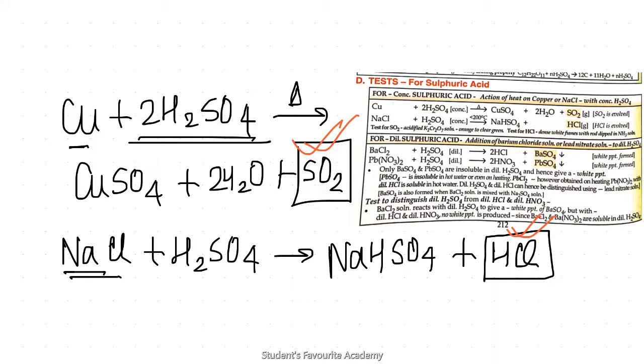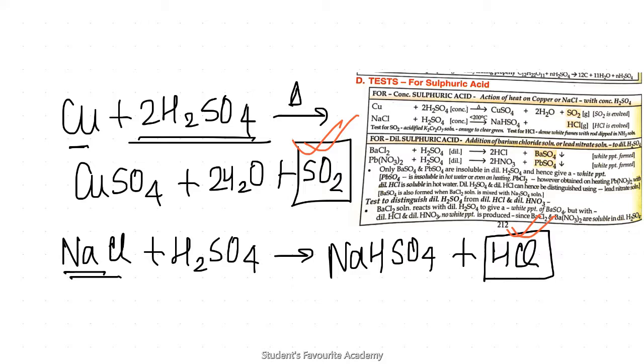And for HCl, what happens? Dense white fumes. How can you know that HCl gas is being evolved? You take a rod dipped in ammonia solution. When HCl reacts with ammonia, it gives dense white fumes of NH4Cl, ammonium chloride. So that is the test that HCl is being released.